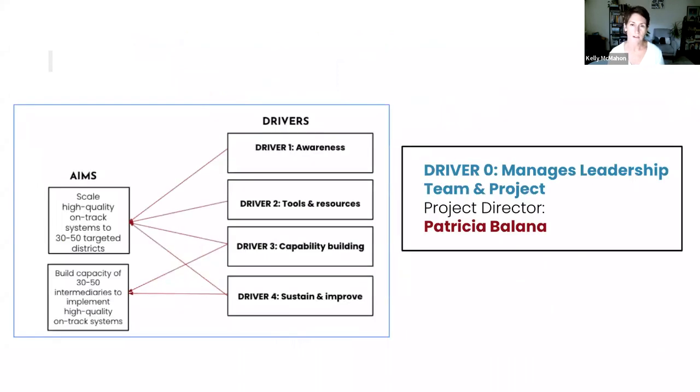A really important driver is one that we named later in our work, but is so important, which is Driver Zero. Driver Zero is really responsible for the overall organization of our project. It helps take care of the leadership team, staying connected and building relationships with our communicating partners and our advisory council, speaking with the Gates Foundation, and making sure we're staying on track and in good standing with our funders. That person is Patricia Bolana, who is the project director. She is the one employee of GRAD Partnership who's carrying a lot, and without her we would really be lost.